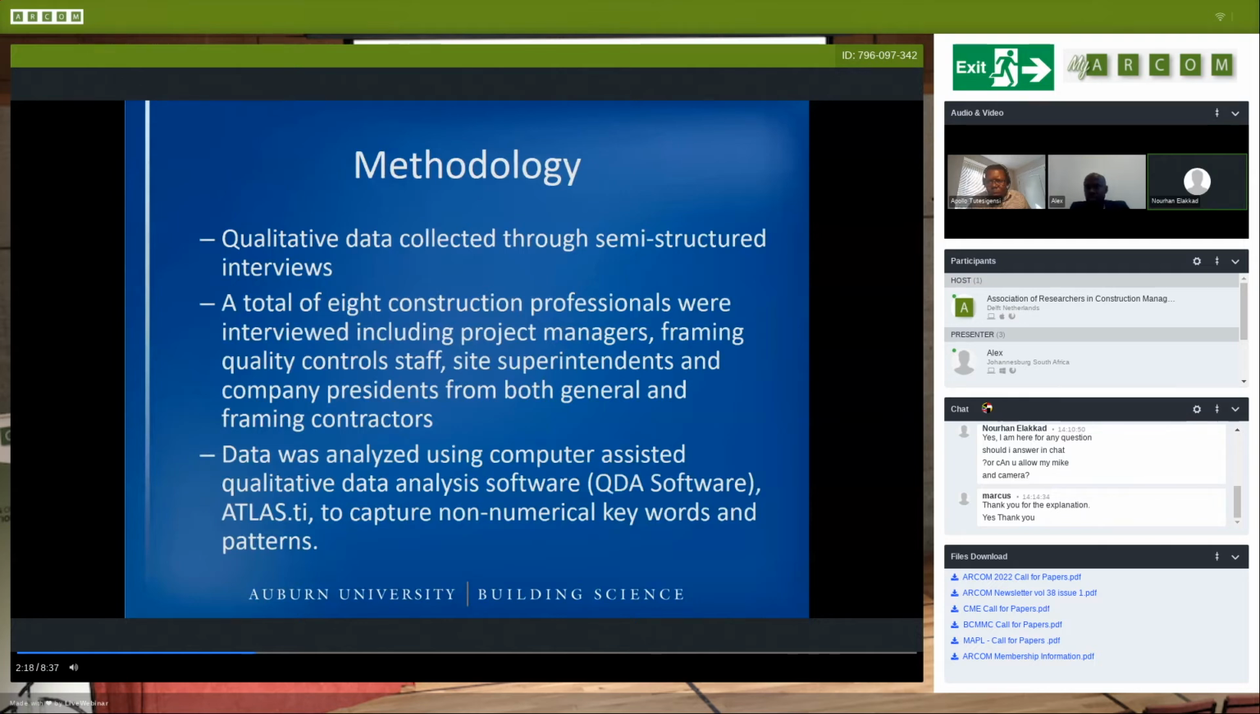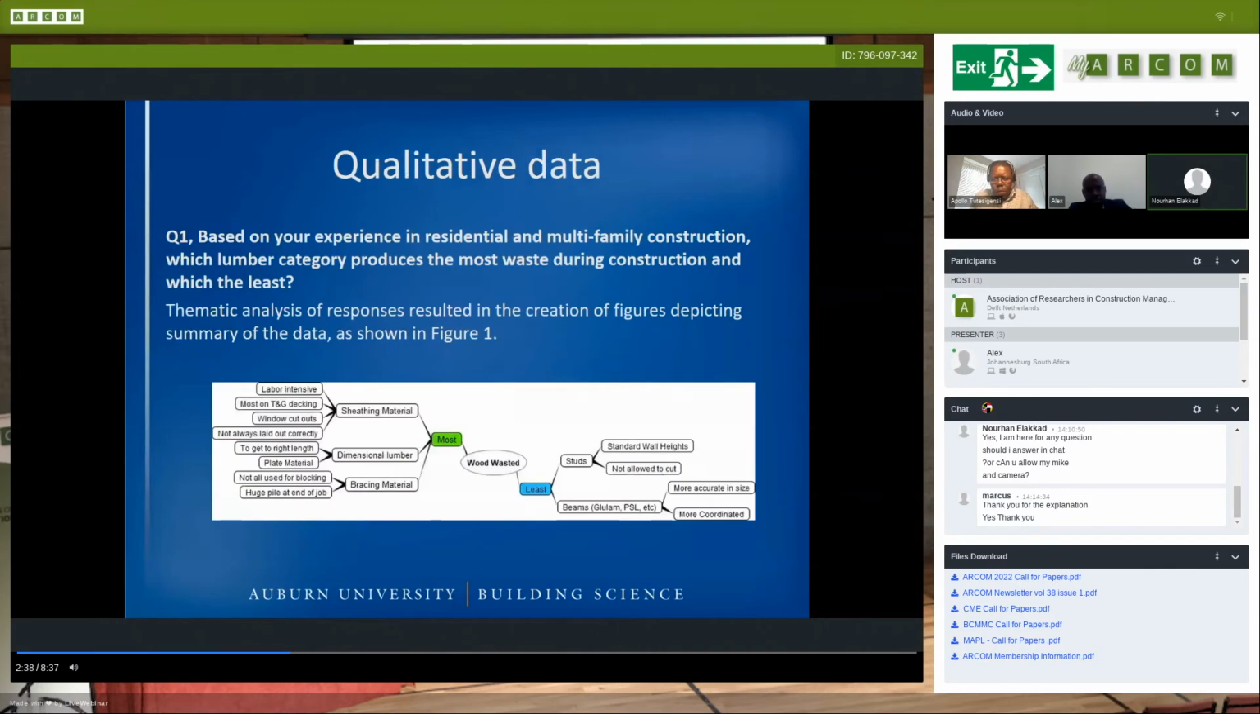For the methodology, we conducted a total of 8 semi-structured interviews with construction professionals of all types and from all over the United States. The data was analyzed using computer-assisted software, which resulted in the figure that you see here. For every question, we generated one of these figures. However, unfortunately, because of space limitations in the paper, we couldn't include them all. So I just include this as an example.